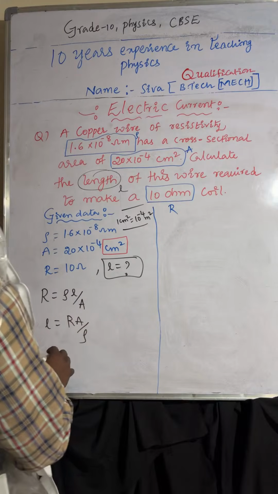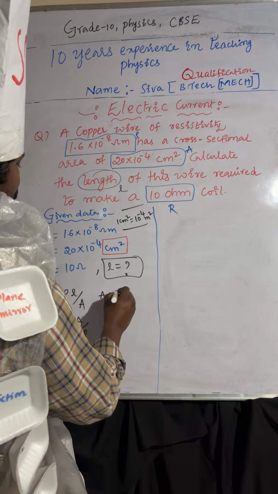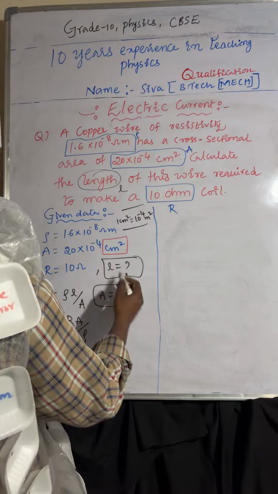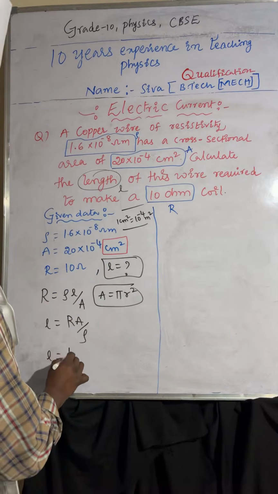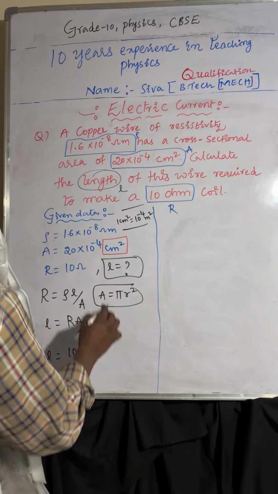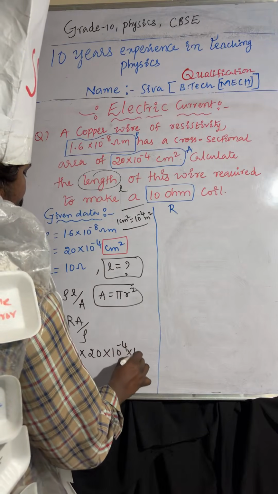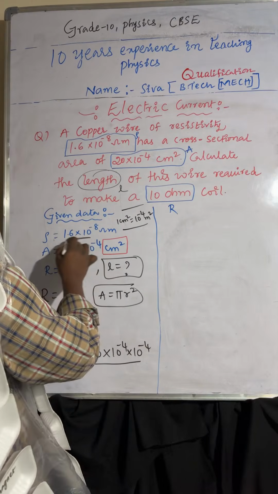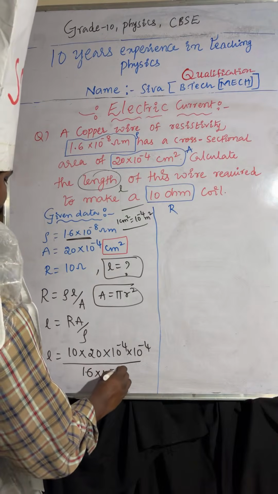Now you will substitute here A equal to pi R square. Here anyway A is given, right? So directly you can substitute here. L equal to 10 into area already given, 20 into 10 power minus 4, divided by resistivity, which is 1.6 into 10 power minus 8.